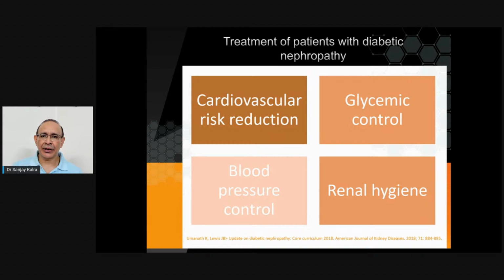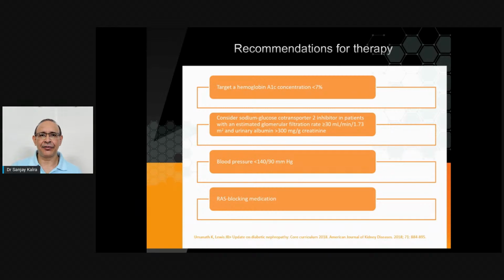If we are able to get all the numbers right, the hemoglobin, the calcium, the glucose and HbA1c, the blood pressure, the lipids, and we are able to give antiplatelet drugs where required and ensure good renal hygiene, then our kidneys are safe. So what do we do? Let's talk about this in more detail.